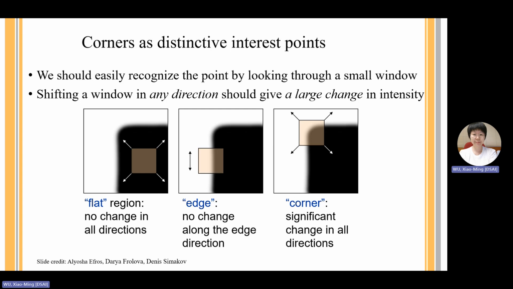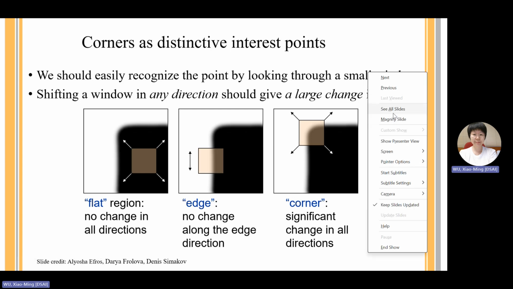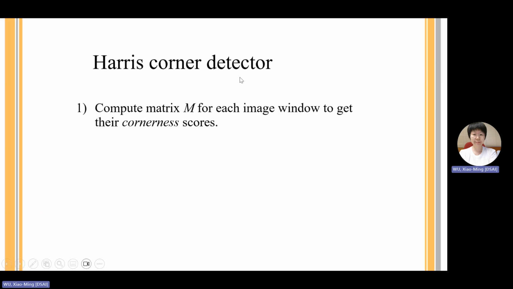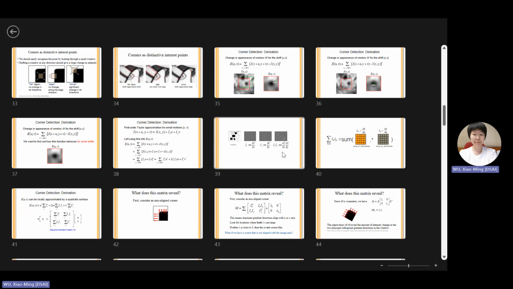Remember when we talked about corner detection, we said the algorithm looks at the image content within a window. That's what it does. It computes a matrix M, and we will talk later about what matrix M is. But basically, it looks at the image content within each window.